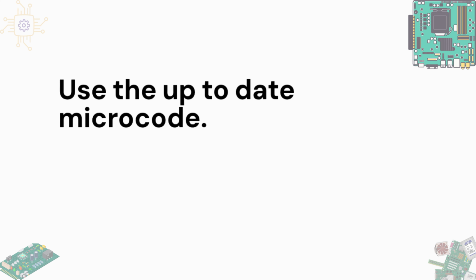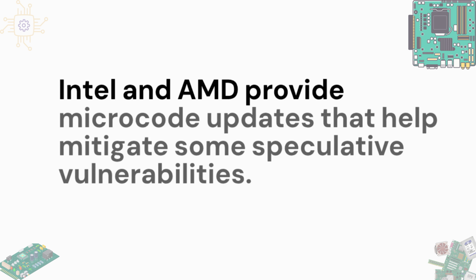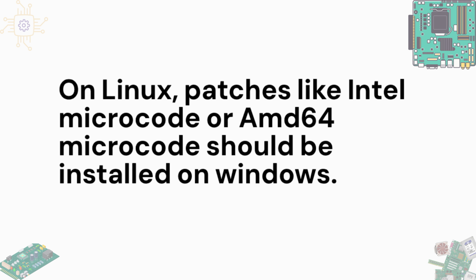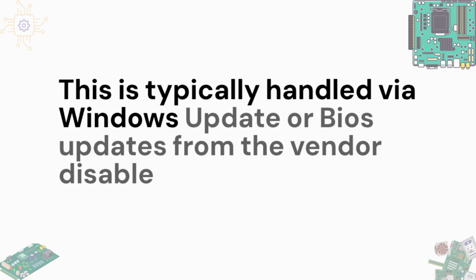Use the up-to-date microcode. Intel and AMD provide microcode updates that help mitigate some speculative vulnerabilities. On Linux, packages like intel-microcode or amd64-microcode should be installed. On Windows, this is typically handled via Windows Update or BIOS updates from the vendor.